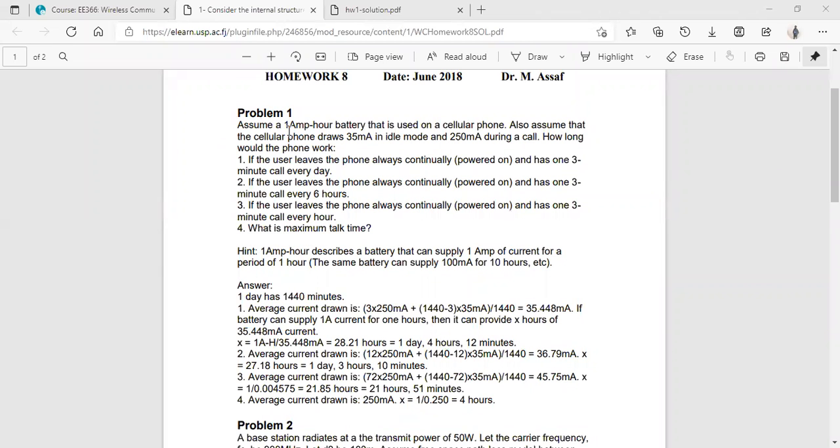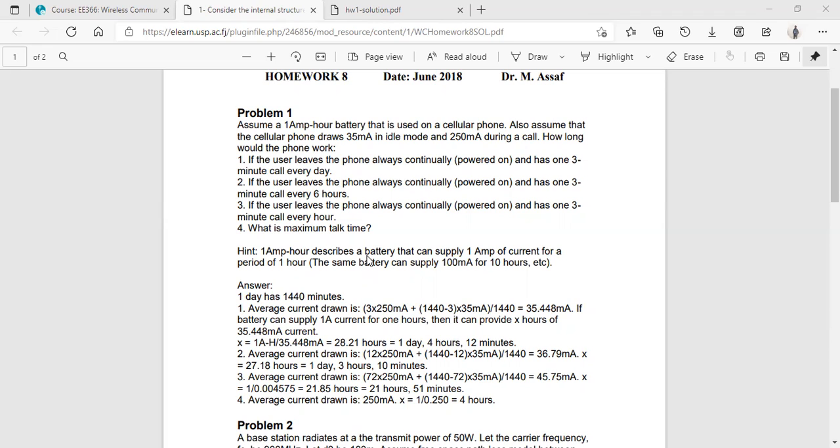Problem number one: assume a 1 ampere hour battery that is used on a cellular phone. Assume that the cellular phone draws 35 milliamps in idle mode and 250 milliamps during a call. How long would the phone work if the user leaves the phone always continually powered on and has 1 3-minute call every day? So basically in a whole day, the user just takes a 3-minute call. Otherwise the phone is left on idle.